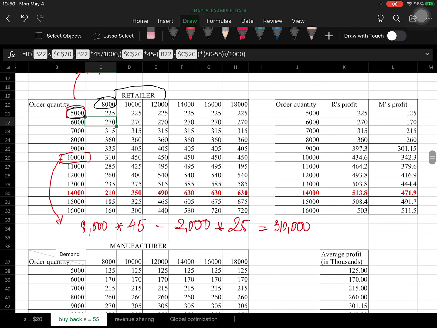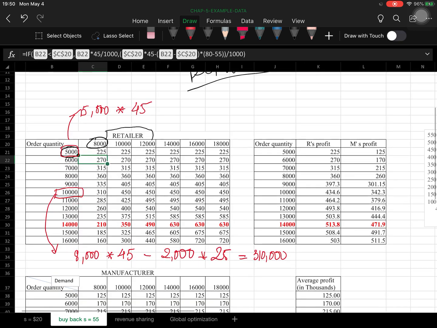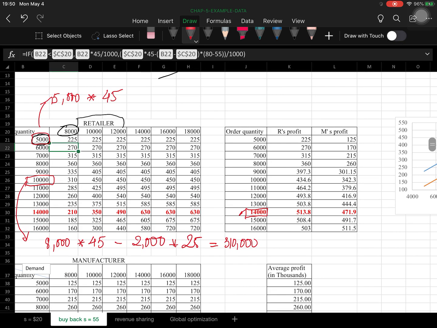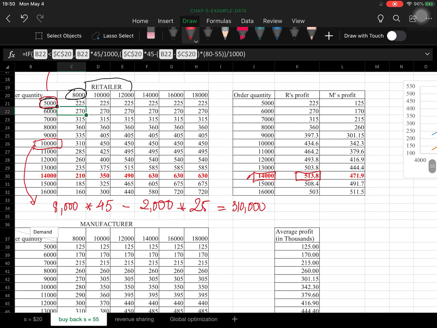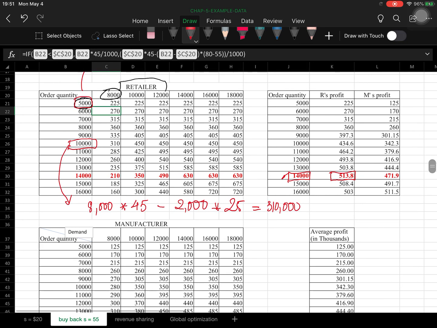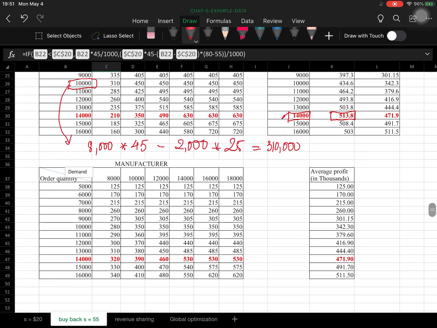so same, we use this probability to calculate the average profit of retailer, and we can see the order quantity that gives the highest profit of retailer is 14,000, and they can gain profit of $513,800. That is the profit of the retailer. How about the manufacturer? So let's see how to calculate the profit of manufacturer.